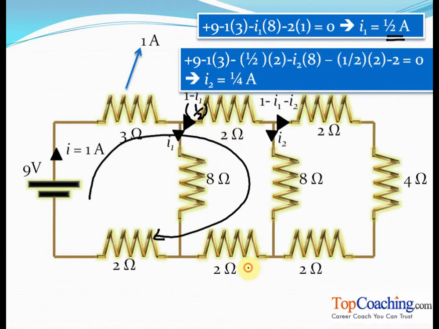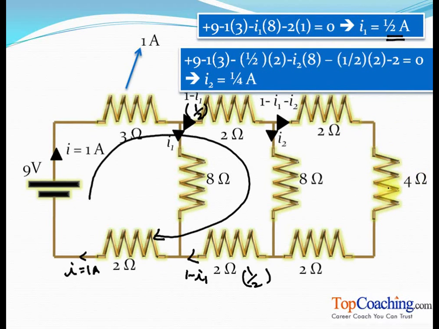The potential drop here will also be half into 2 because by symmetry, this current will also be 1 minus I1, isn't it? And this current will be I, that is 1 ampere. So just think about what's happening and what's the potential drop across each resistor and you'll get it. When we write these two equations, we automatically get the value of I1 as half ampere and I2 as 1 by 4 ampere.